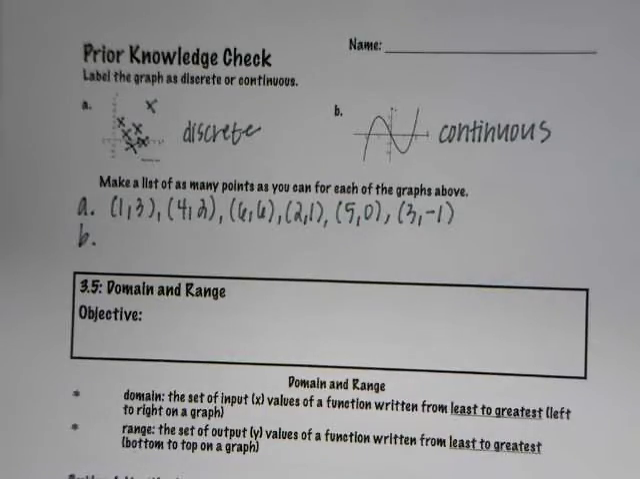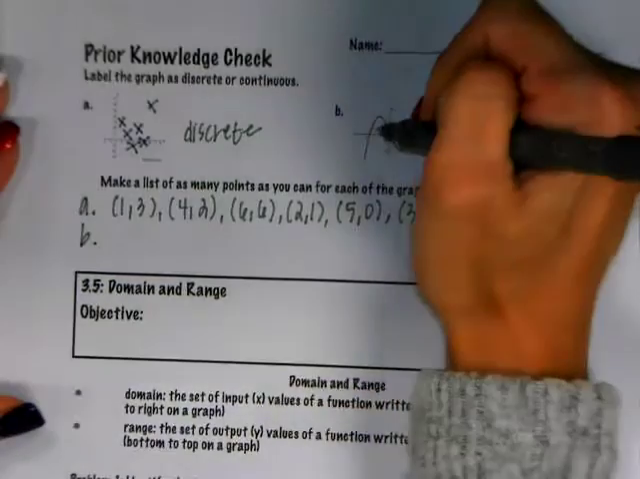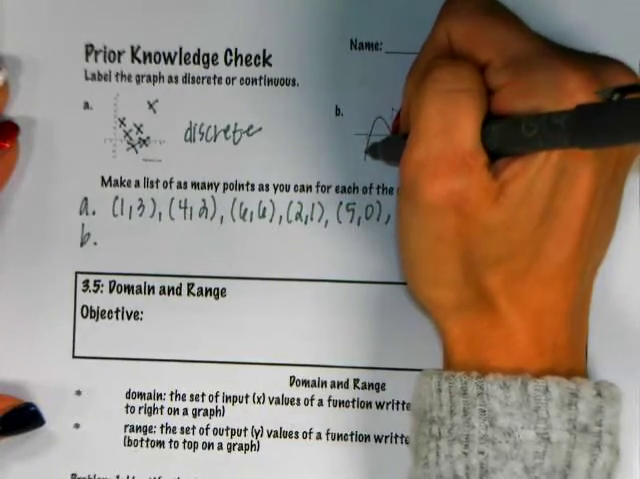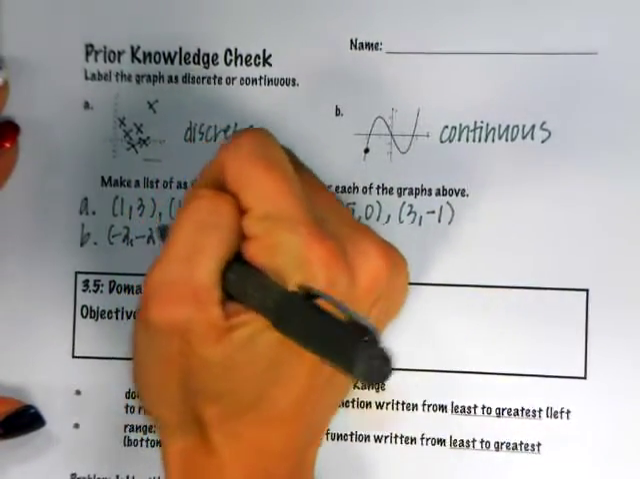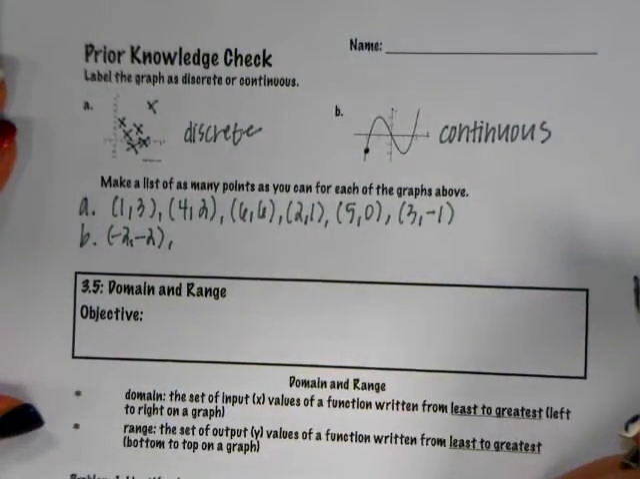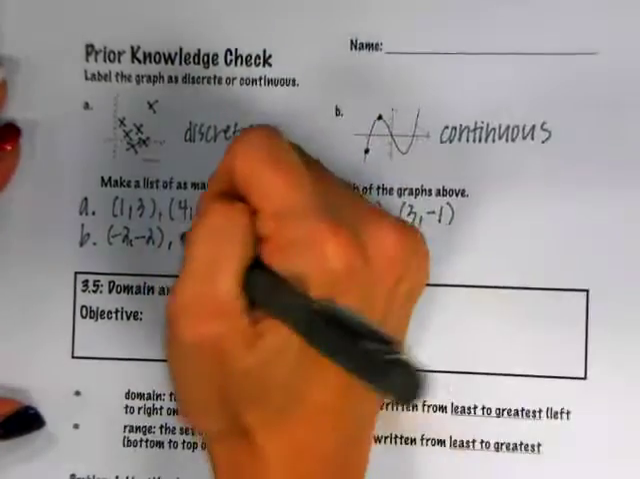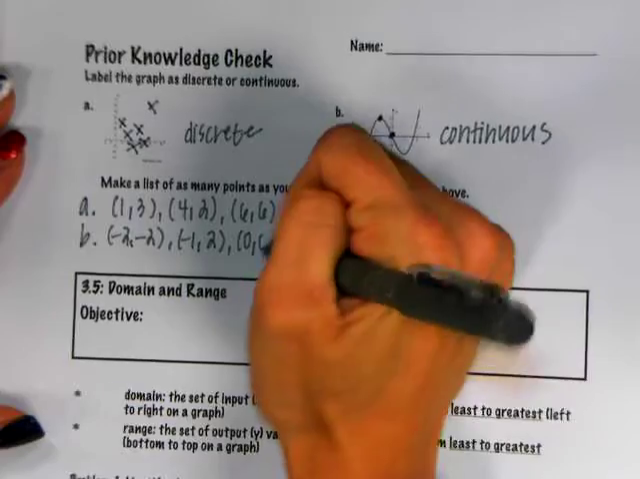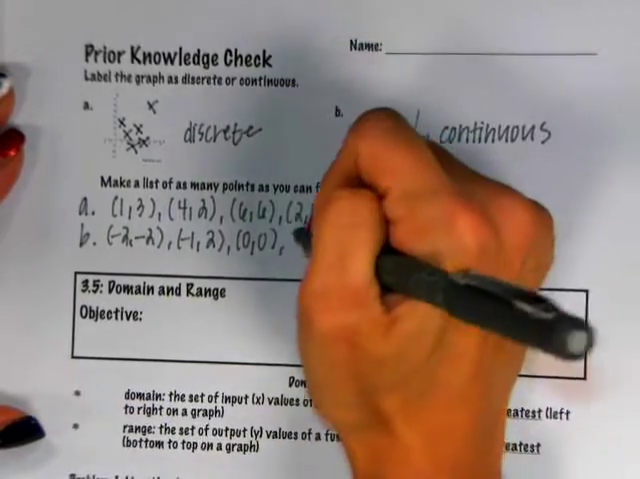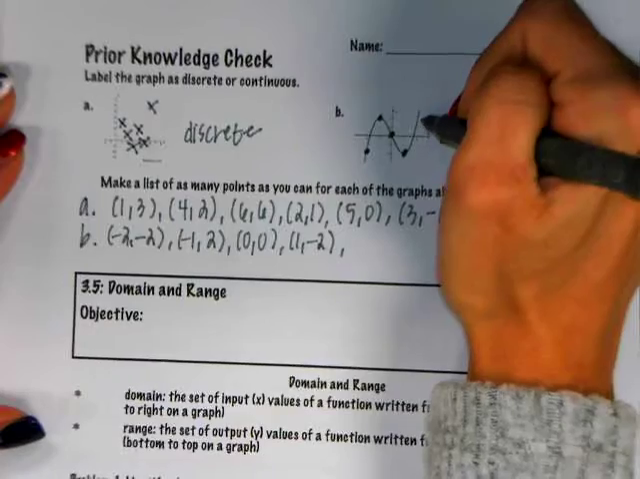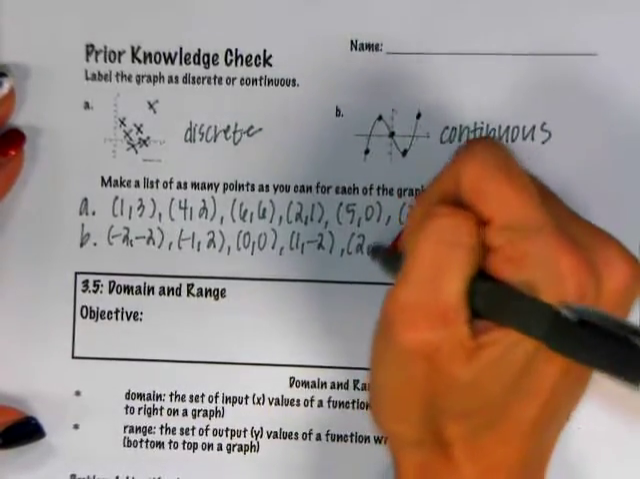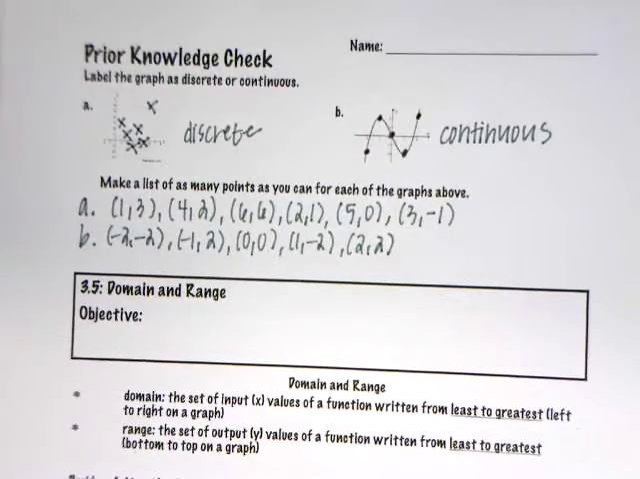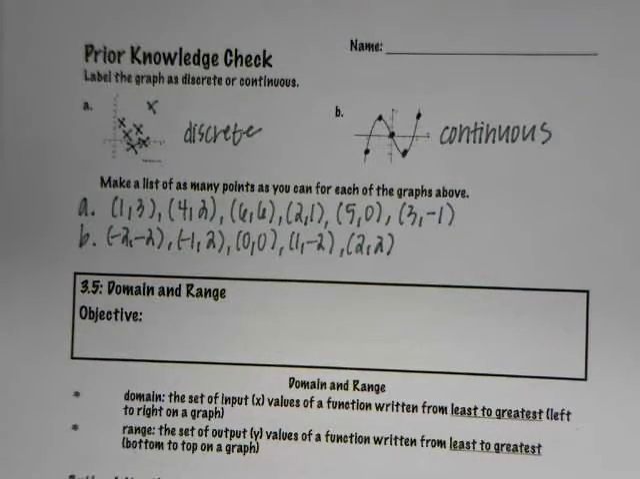what do we think? -2, -2. Yep, that works. -1, 2. Yep. 0, 0. 1, -2. And 2, 2. Any more? So remember, points don't have to be whole numbers. Yep, that's exactly the point I'm trying to make.